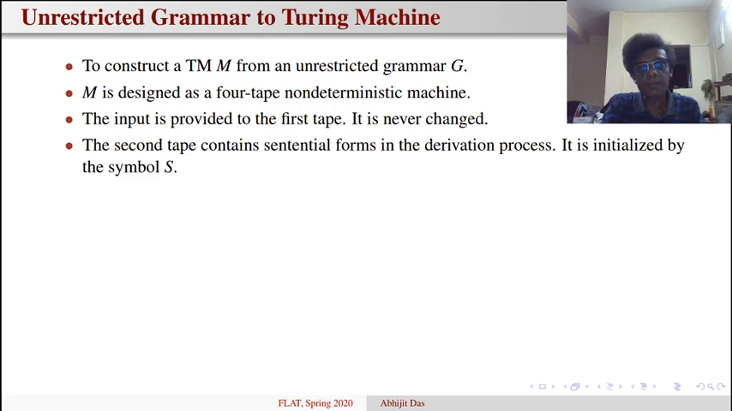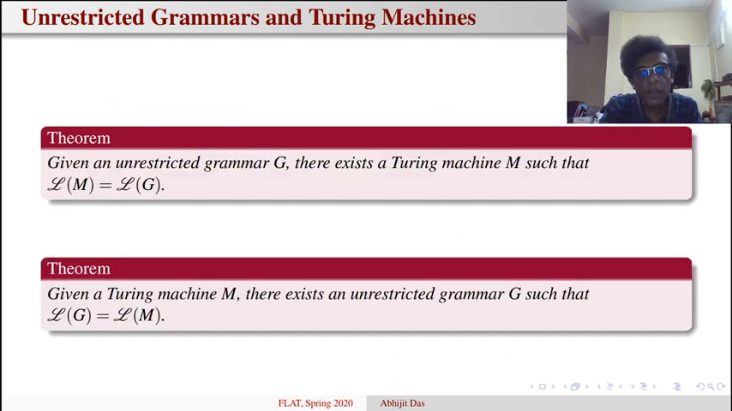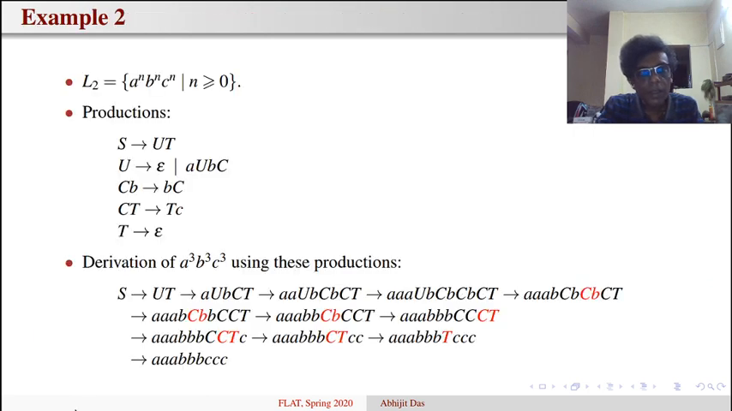The second tape contains sentential forms in the derivation process, initialized by the symbol S. That is, if you look at this example, the second tape will contain S, then U T, then a U b C T, a a U b C T, and so on, finally this.